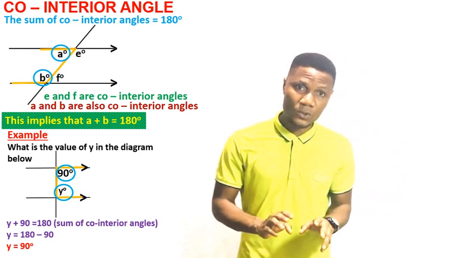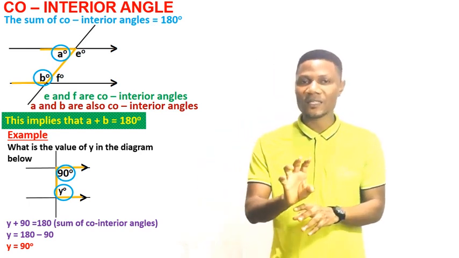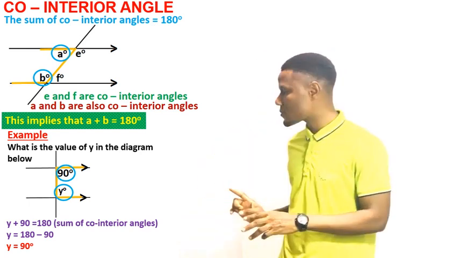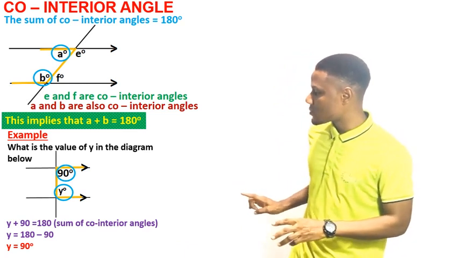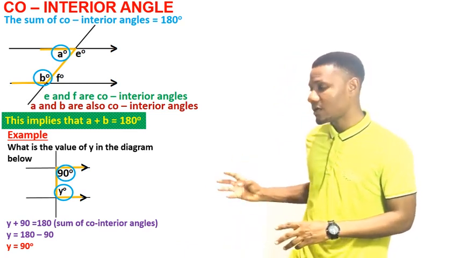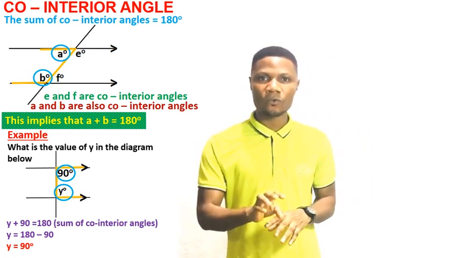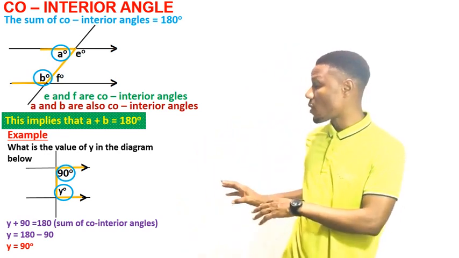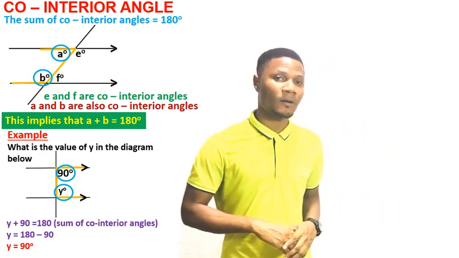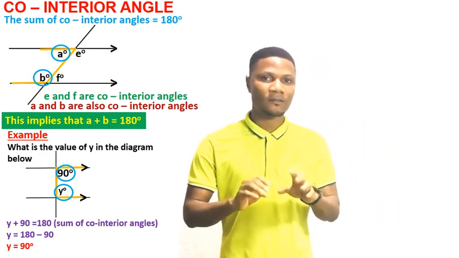Don't forget, I told you the simple trick for identifying co-interior angle is just to draw your letter C through the parallel line and the transversal. Then you get your result. So 180 degrees minus 90 degrees will give you the value of your y. So y in the diagram is 90 degrees.